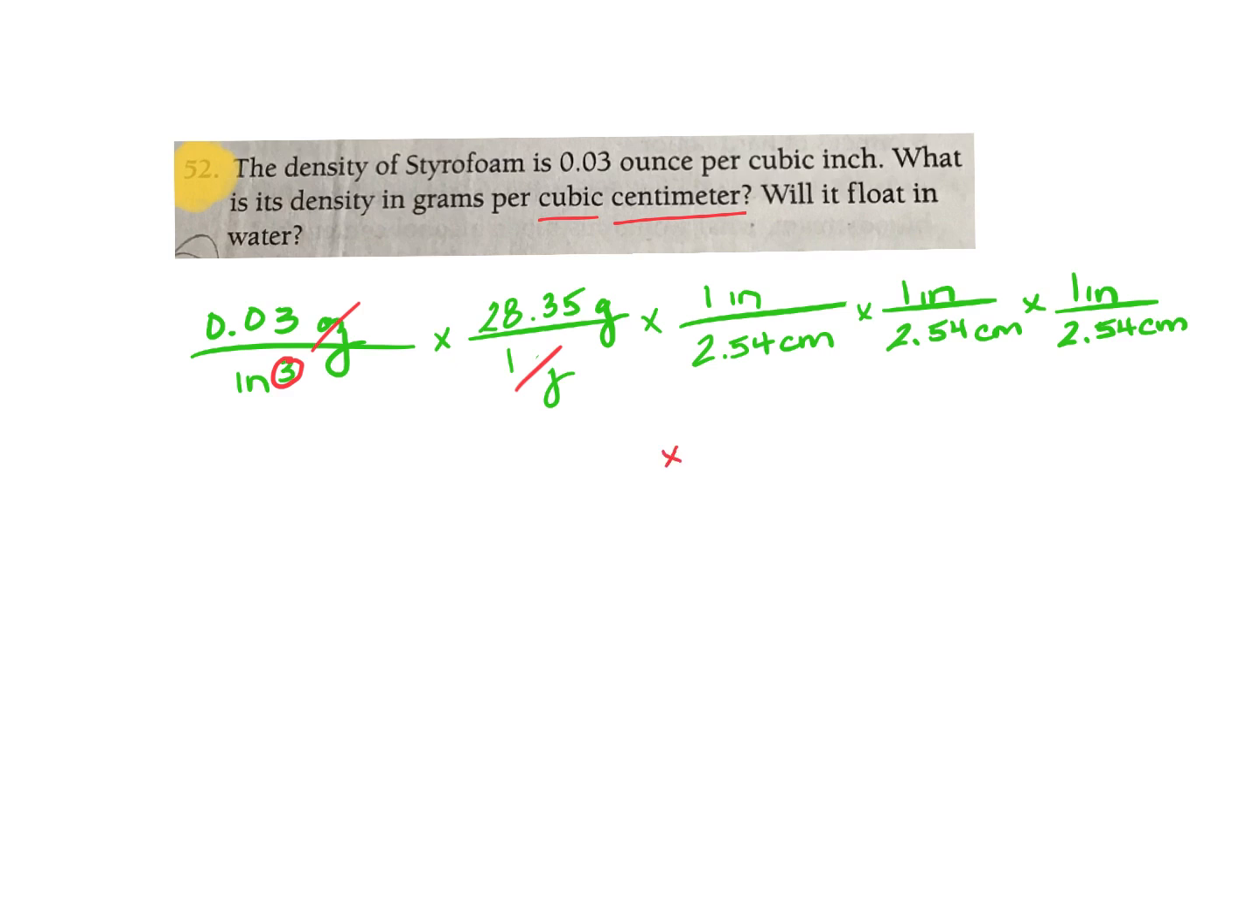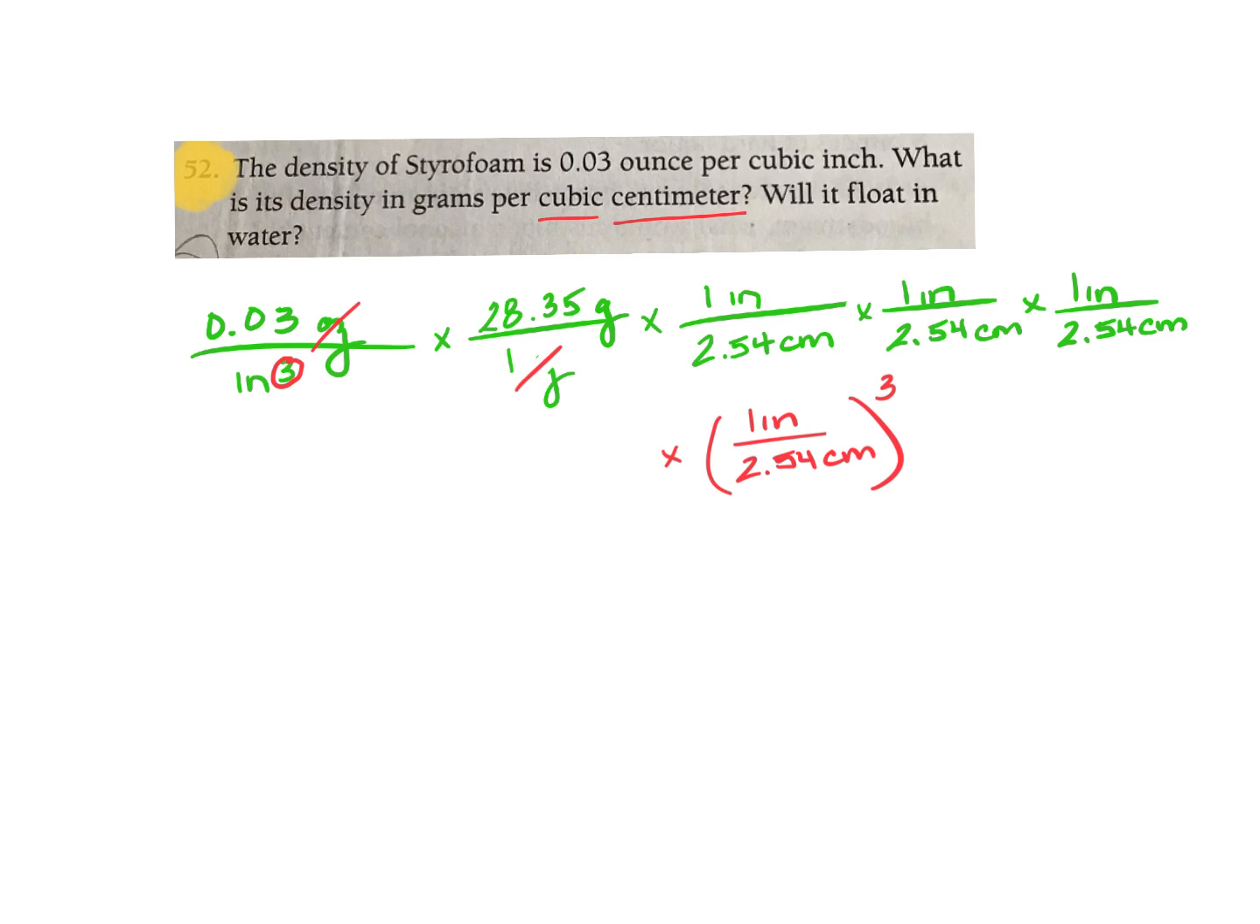Your teacher in class might just do this. They might just write it 1 time, 1 inch over 2.54 centimeters, and then close the parenthesis and put a 3 above it. It's essentially the same thing. So you can cube 2.54 in your calculator, and then that's going to be on the bottom. So you're going to multiply 0.03 times 28.35, and then you're going to divide it by 2.54 to the third.